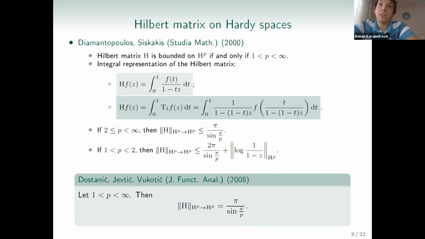The norm of the Riesz projection on Hardy space HP is equal to 1 over sine pi over P. That is a famous result by Hollenbeck and Verbitsky from 2000. In this paper, they proved that the norm of the Hilbert matrix H on the Hardy space HP is actually equal to pi times the norm of the Riesz projection on the Hardy space HP. So they obtained this connection between the Hilbert matrix and the Riesz projection on Hardy space.